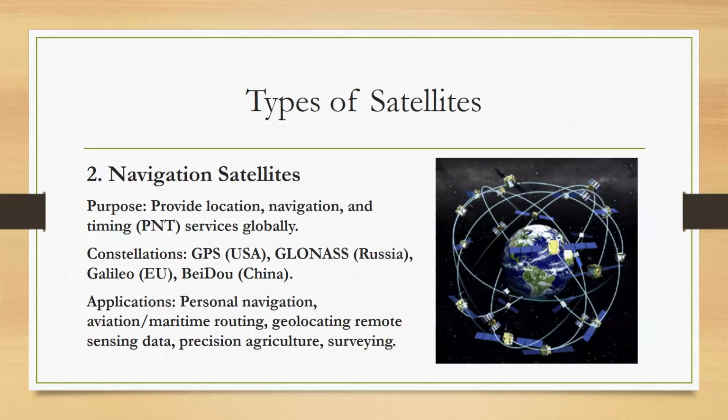So they tell us position, and by knowing our positions, we can navigate. So that's where the term navigation satellites come from. So they help us to navigate by telling us where we are and also the time. They also provide, in addition, time services.